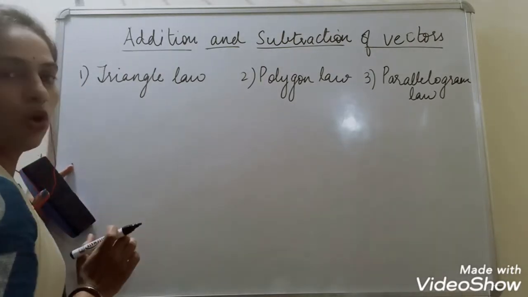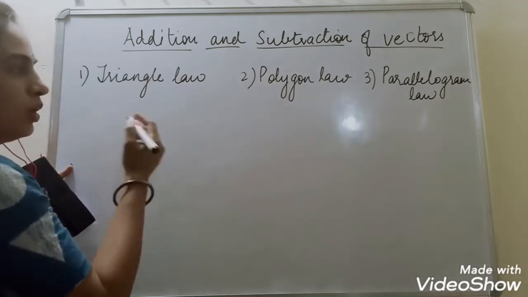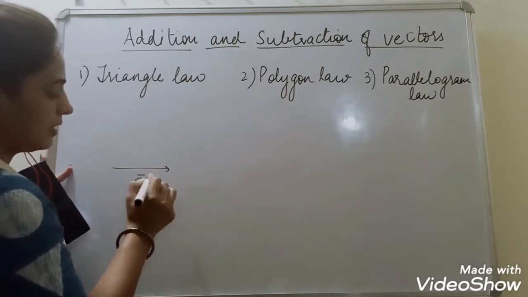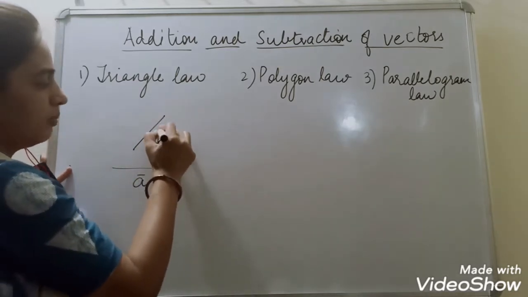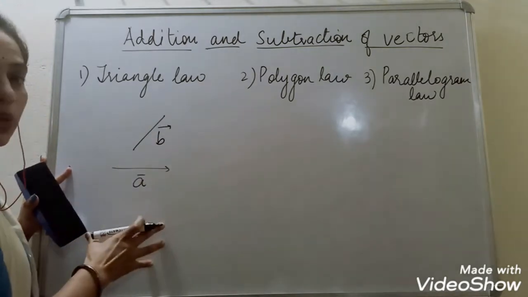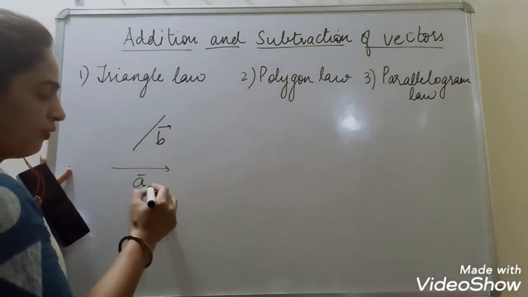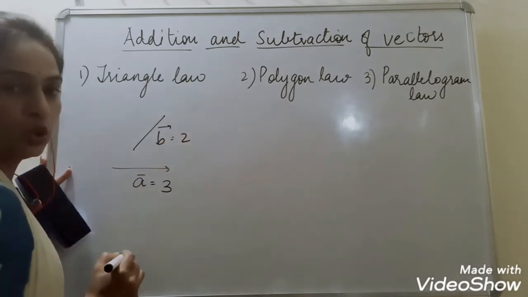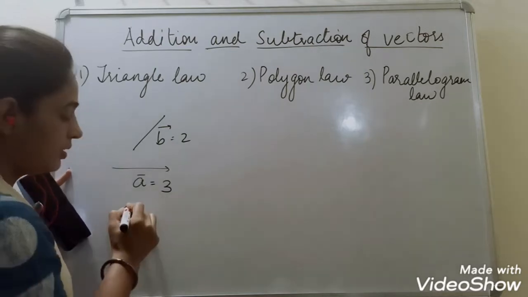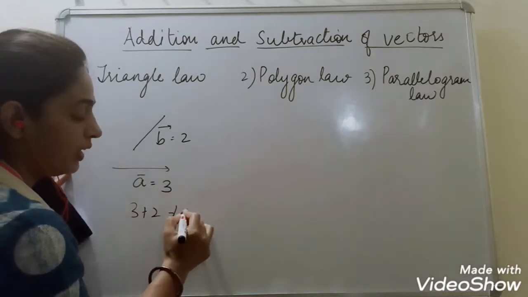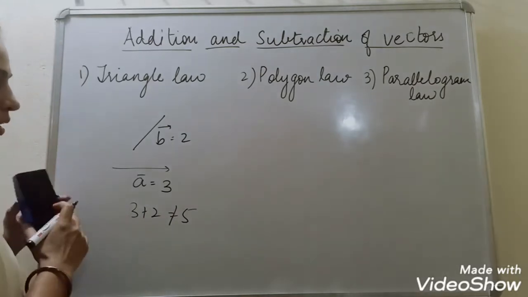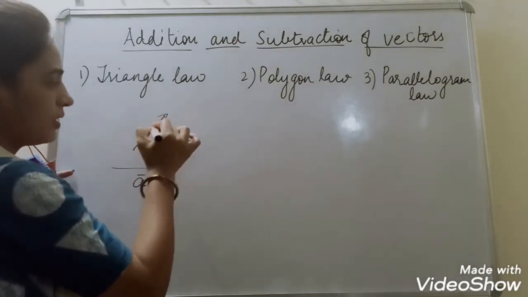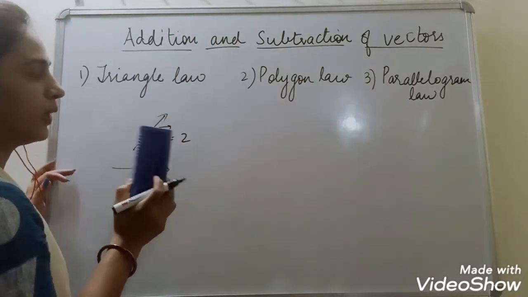So what's the triangle law of vector addition? That's based on the shape of a triangle. So if you have two vectors like this, let us say vector A and this is vector B, for example, and you want to add them. So like if vector A is for example 3 and vector B is for example 2, then in vectors 3 plus 2 is not equal to 5. Okay, that's not that way. In some cases you will get the same answer, but not always.